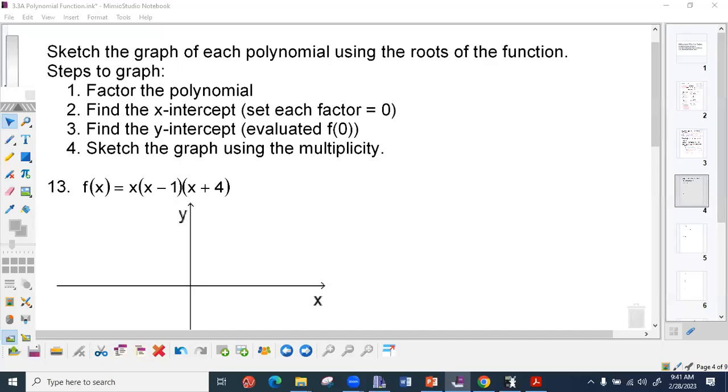All right, here we go. So, we're gonna go on. Now we're putting all of our knowledge together, and we're gonna see what happens. So we're gonna start off easy with one that's already factored.